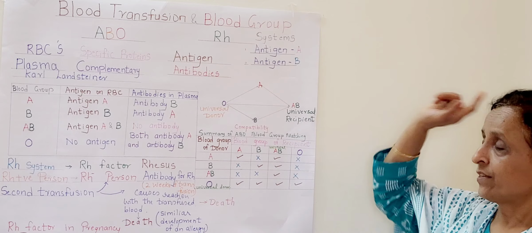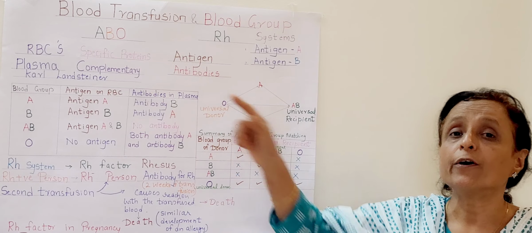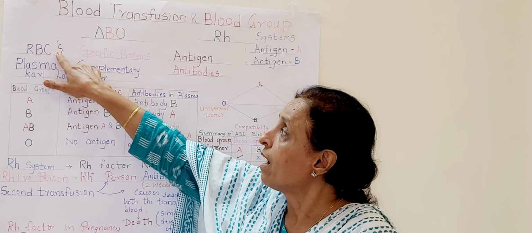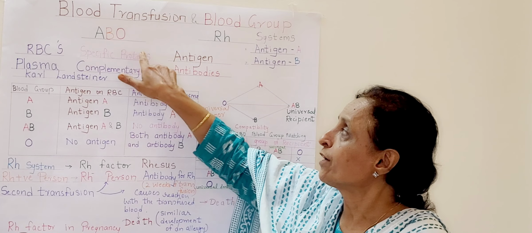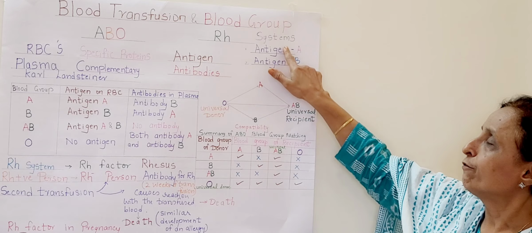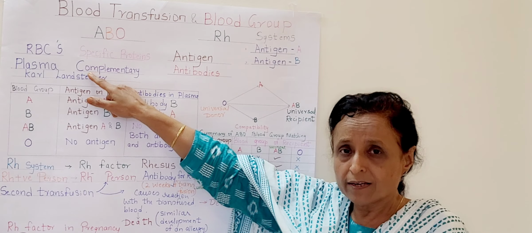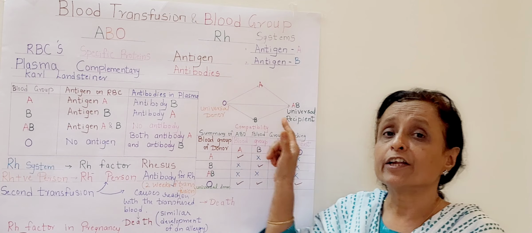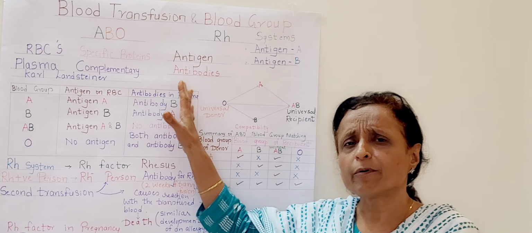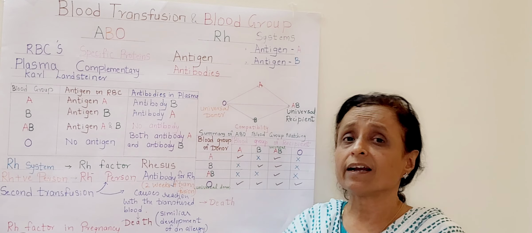So how do we classify? Depending on the specific antigen present on the RBCs. The specific protein is known as antigen. Antigens are of two types, A and B, and in plasma, complementary antibodies are present. This is one type of classification, the ABO type of classification.